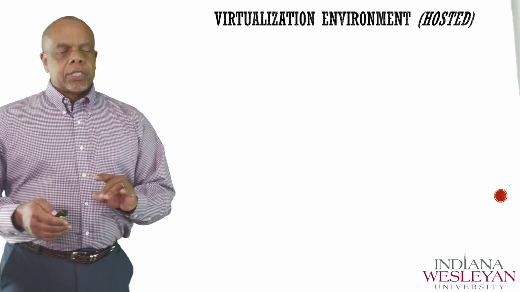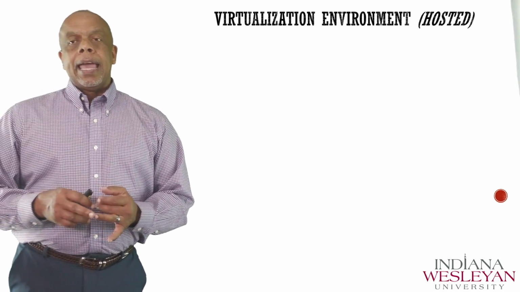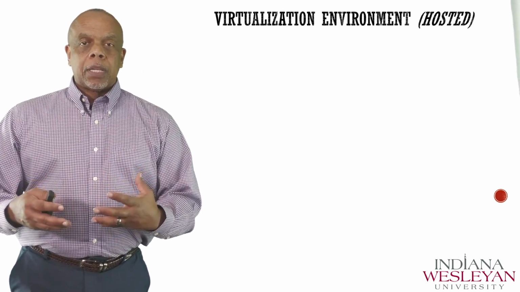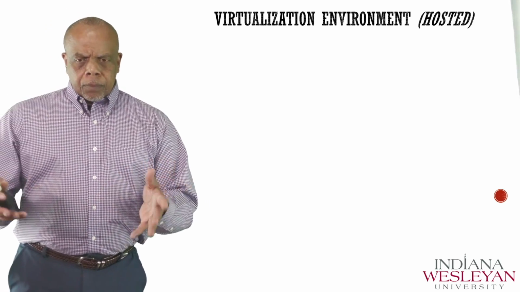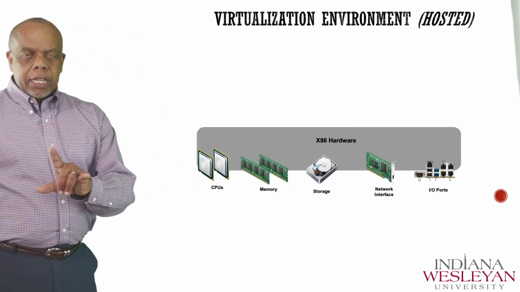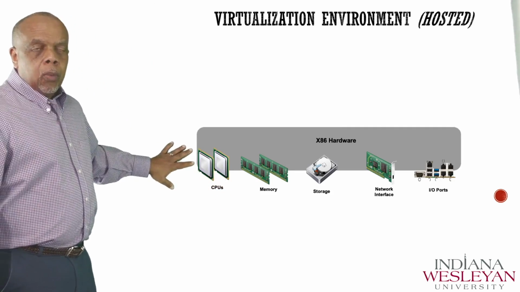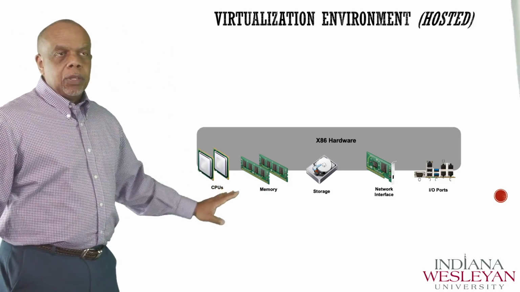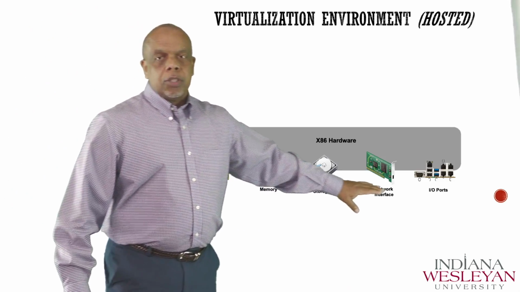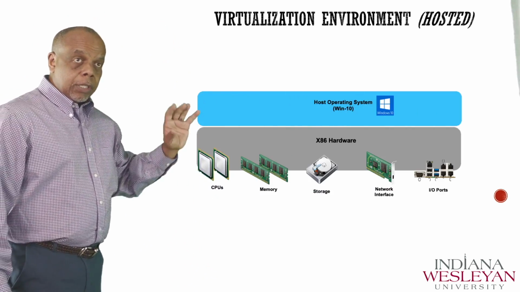So when we think about virtualization, we're going to talk about two types of virtualization: hosted and bare metal. This first type is what we call hosted. This is the kind that you typically have on your home computer, where you're virtualizing on that type of device. So how do we start out with virtualization? As you see, it's the exact same as we started out with our traditional computer. We have hardware. We have CPUs, memory, storage, network interface card, your NIC, as well as your different input-output ports, or your I/O ports.